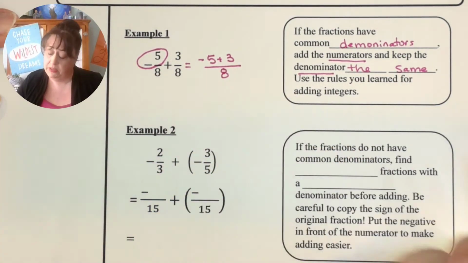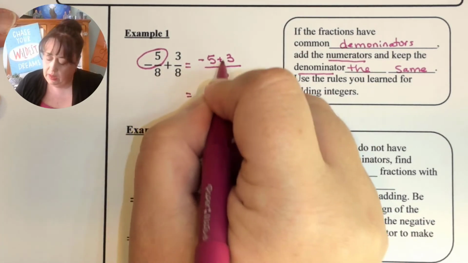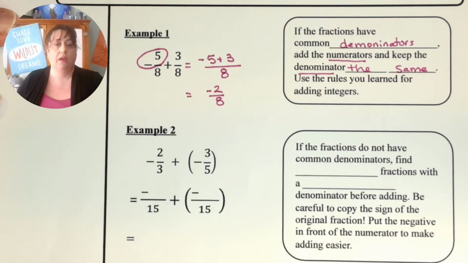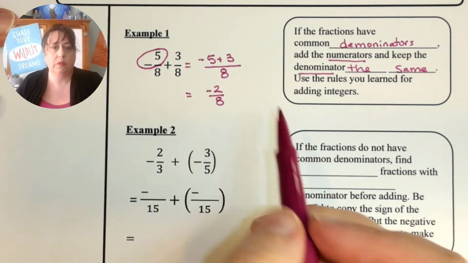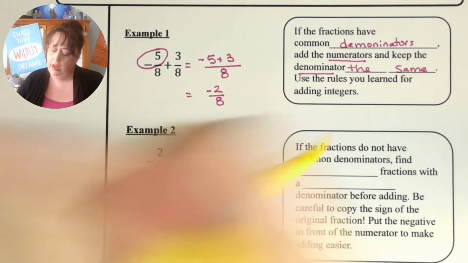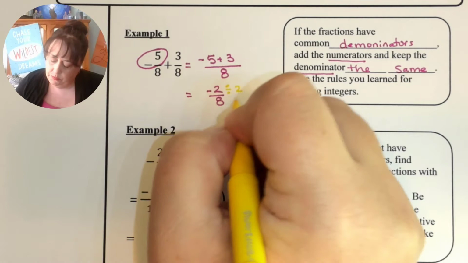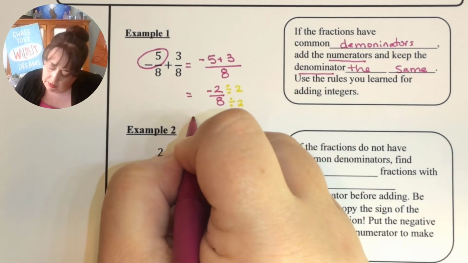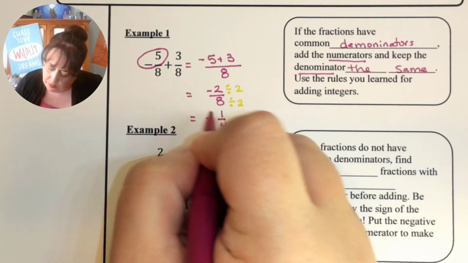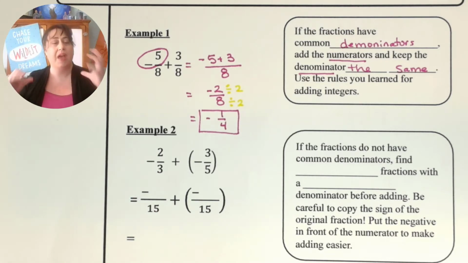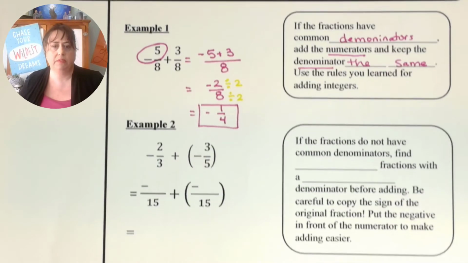So that negative 5 plus 3. Negative 5 plus 3 is a negative 2. And then we always reduce, so we can divide negative 2 and 8 by 2. And so we will end up with a negative 1/4. So that's the essence of how to do this. And we'll go ahead and now do some more complex problems.